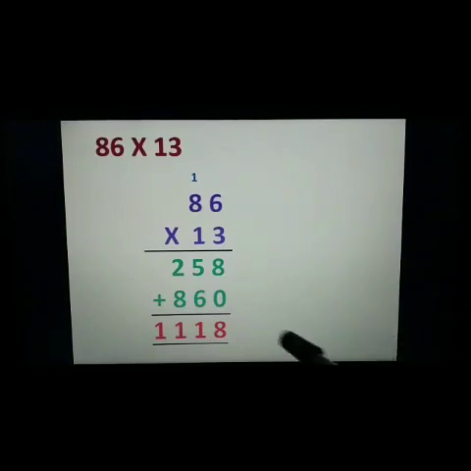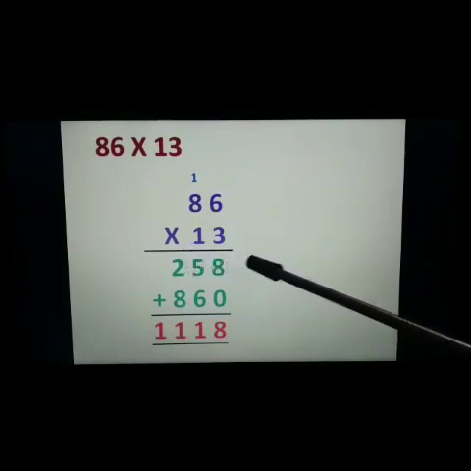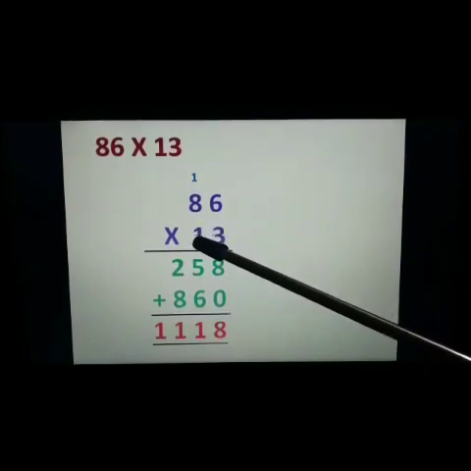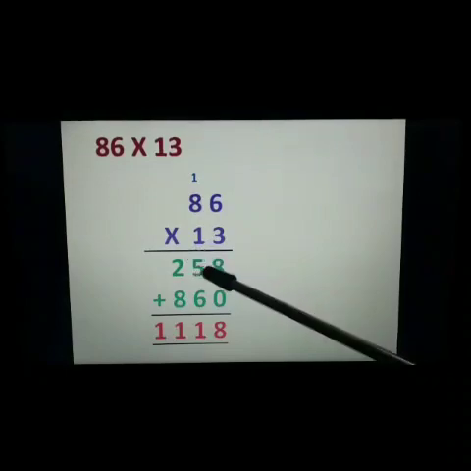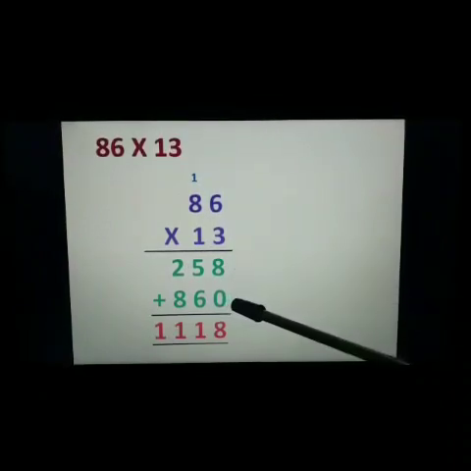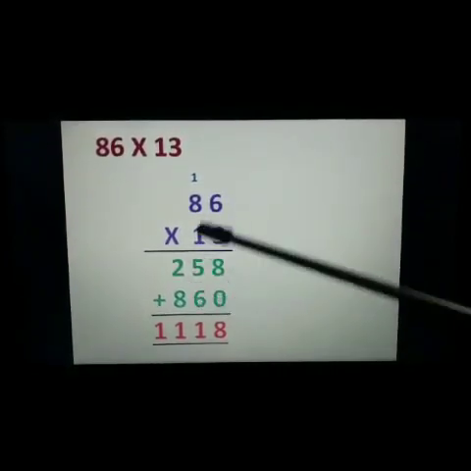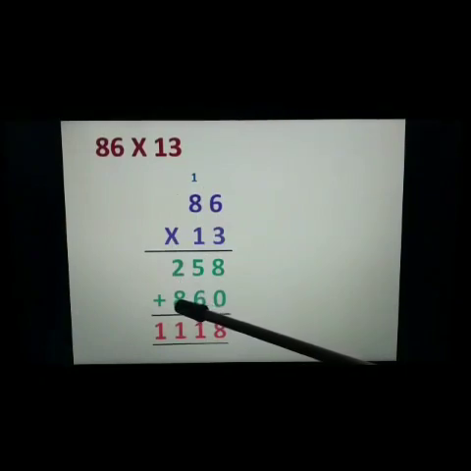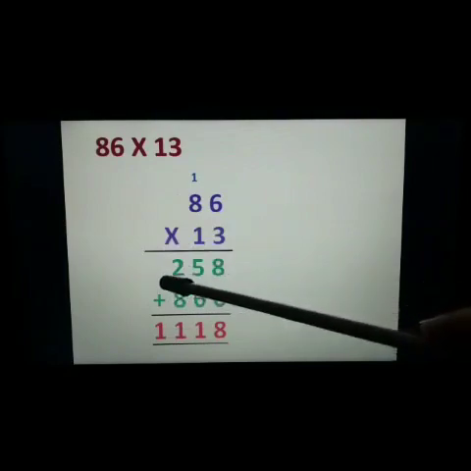Now I need to multiply by the tens digit. When I multiply by the tens digit, that is 1, or we can say 10 because this is at the tens place, so when we multiply a number by 10, I can first write the 0 at the ones place. Then we will multiply 1 by 6. 1 six is 6 and 1 eight is 8. So to get the final answer, I need to add these two numbers.